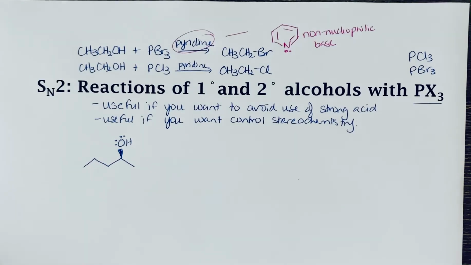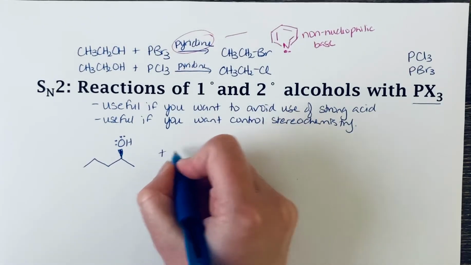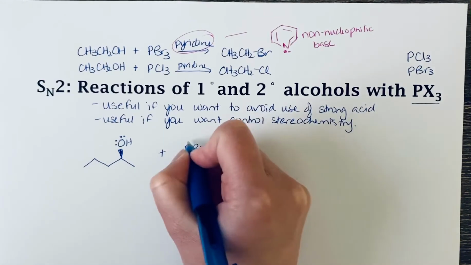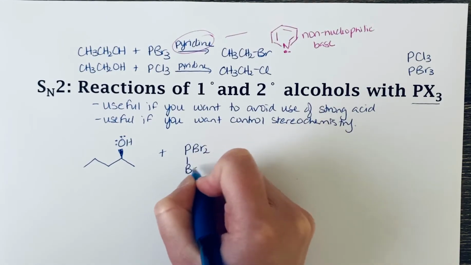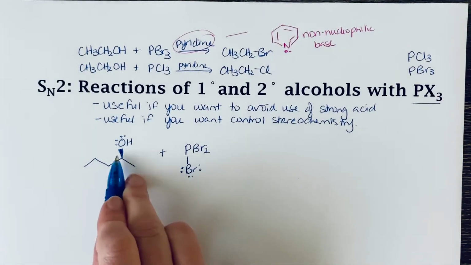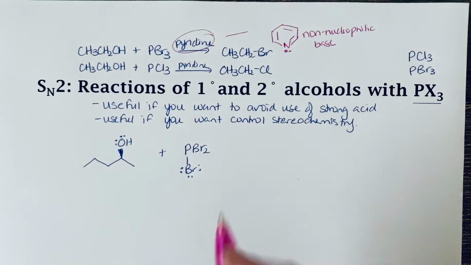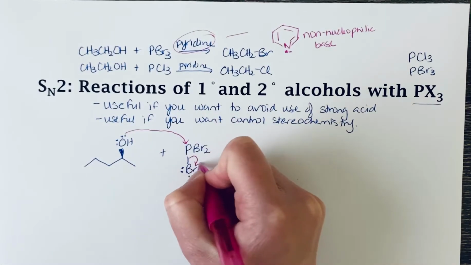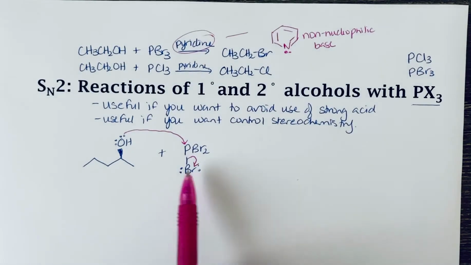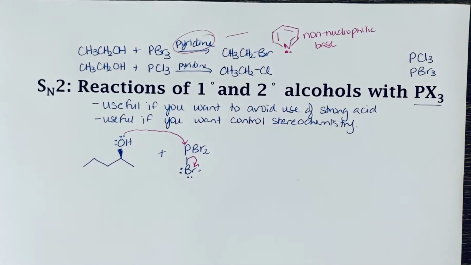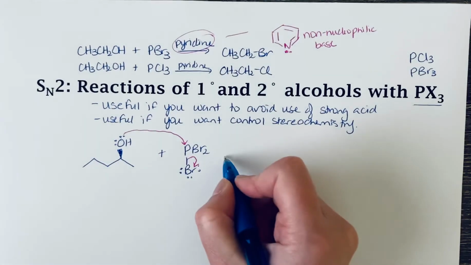Okay, so what happens if I take this and I add PBr3? So I am going to draw out just one of the bonds to bromine. So what I'm going to do is an initial SN2 attack of the alcohol onto that phosphorus. So the alcohol attacks the phosphorus, and we're going to kick off a bromide. So that's key. This is where we're going to get the bromide nucleophile that's going to end up in the product.